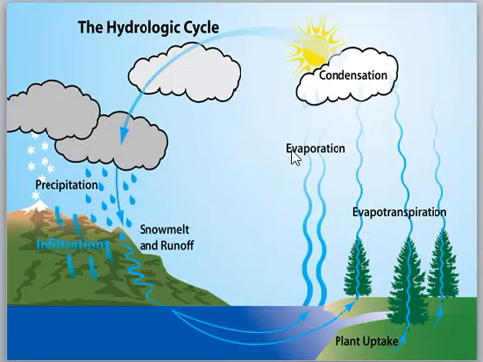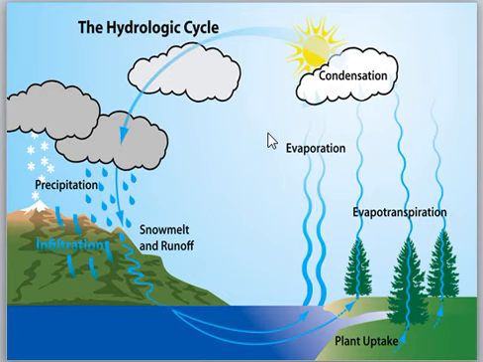I guess this is the last slide of my discussion. This is the simplest form that shows the hydrologic cycle, from evaporation, from evapotranspiration to form clouds in a process of condensation, and then precipitation, runoff, infiltration going to groundwater. So this is a typical hydrologic cycle or water cycle.